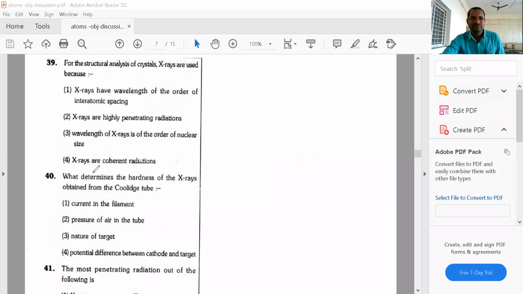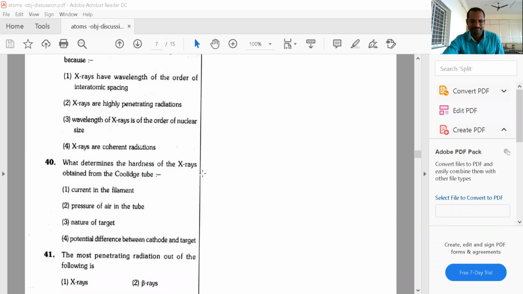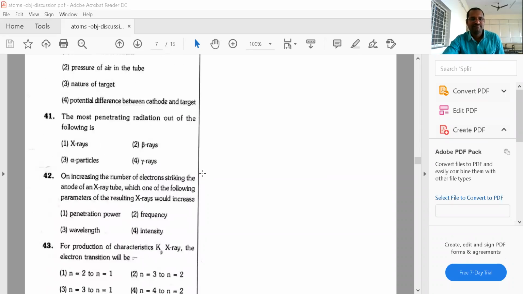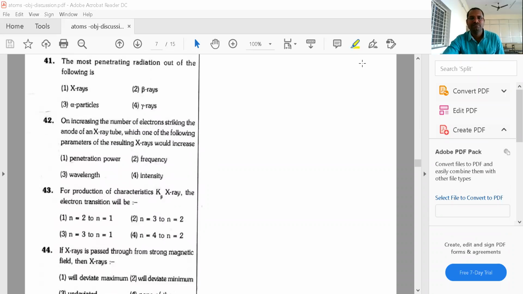So what determines the hardness of X-rays obtained from Coolidge tube is the potential difference. Option 4 is the right answer. Next, I am going to question number 41. Question number 41, all of you.